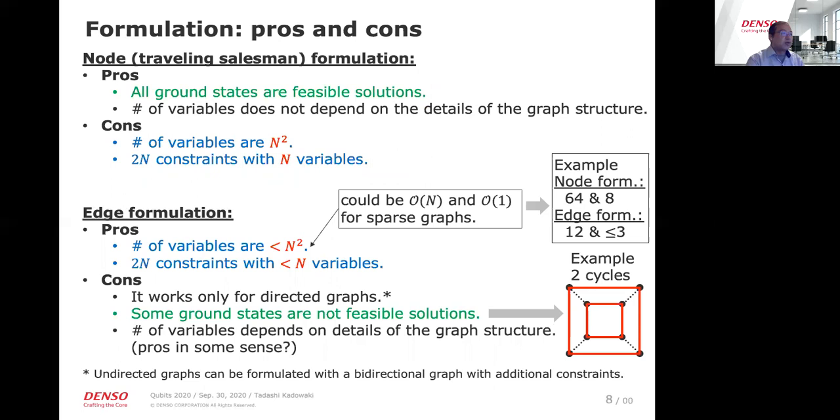Pros and cons of the formulations. In node formulation, all ground states are feasible solutions, while in edge formulation, some are not feasible solutions. In edge formulation, we have a good reduction on the number of variables and constraints. For example, we can reduce 64 to 12 variables, as well as 8 to less than 3 variables in constraints.